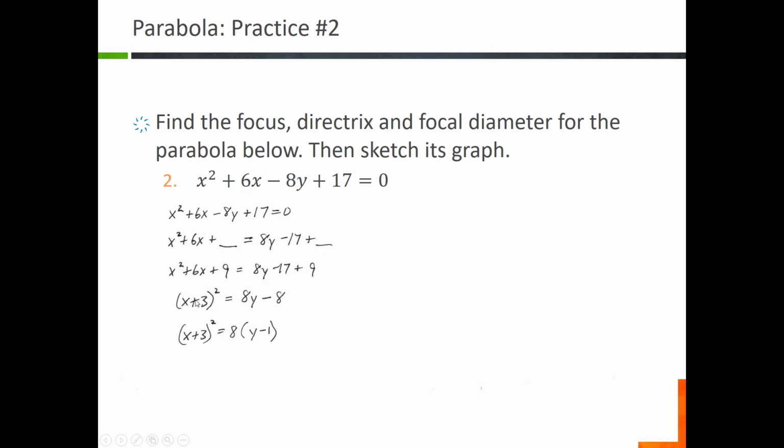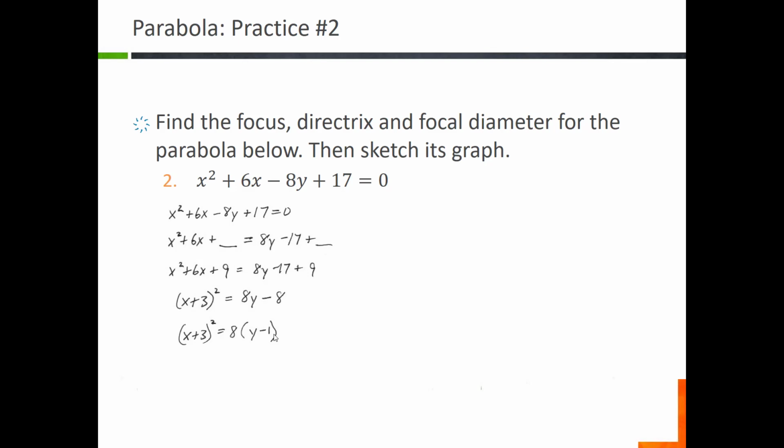On the left side, that factors to be (x plus 3) squared. On the right side, we get 8y minus 8, and then we can factor the 8 out, so we get (x plus 3) squared equals 8 times (y minus 1). So that's our standard equation there.